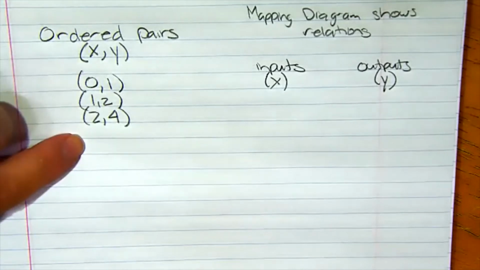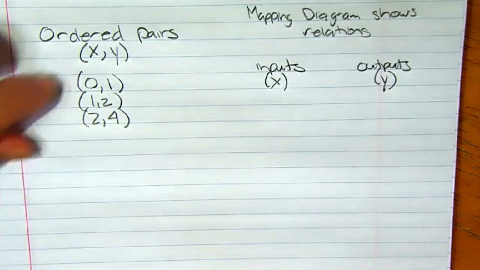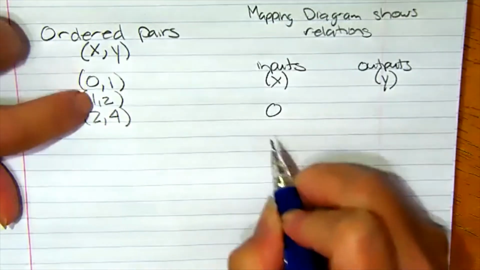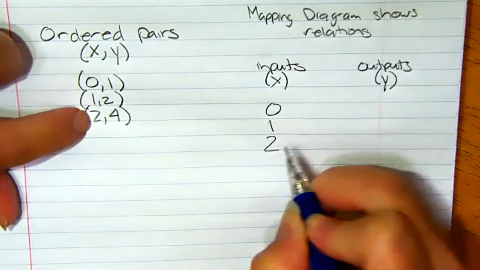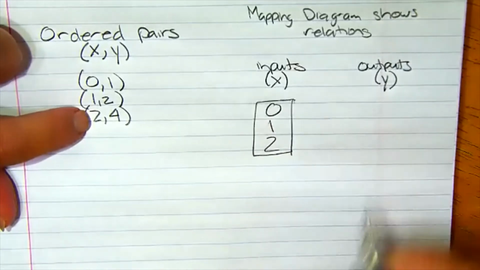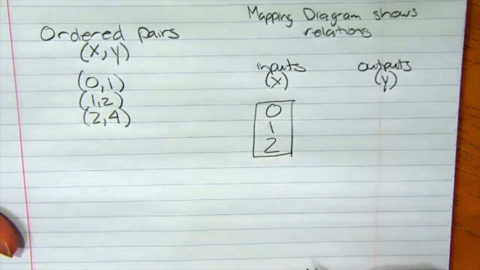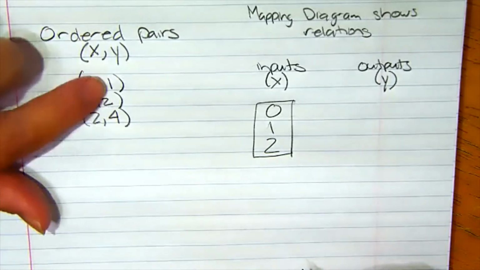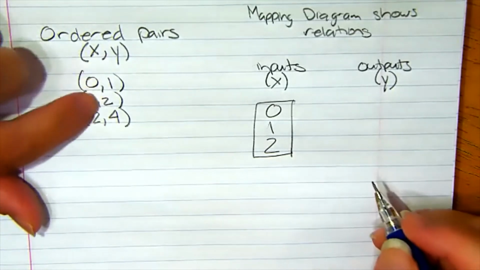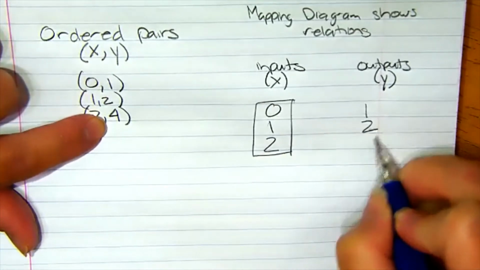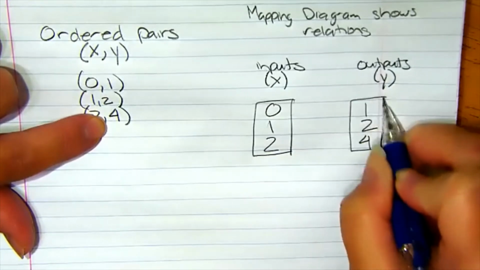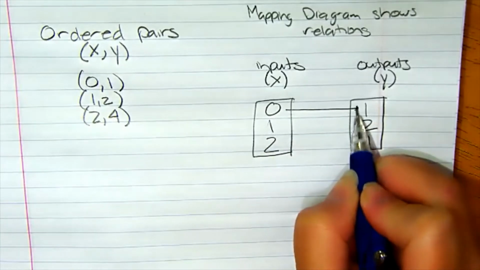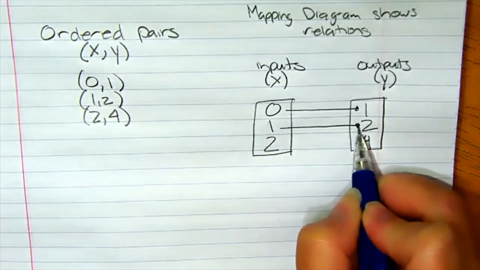So let's take a look at our ordered pairs. What are all of our inputs or all of our x's? We have a 0, a 1, and a 2. So these are all of our inputs. Now let's take a look at our ordered pairs. Here's all of our outputs or all of our y's: 1, 2, 4. Then we use arrows to show the relation or the matching.